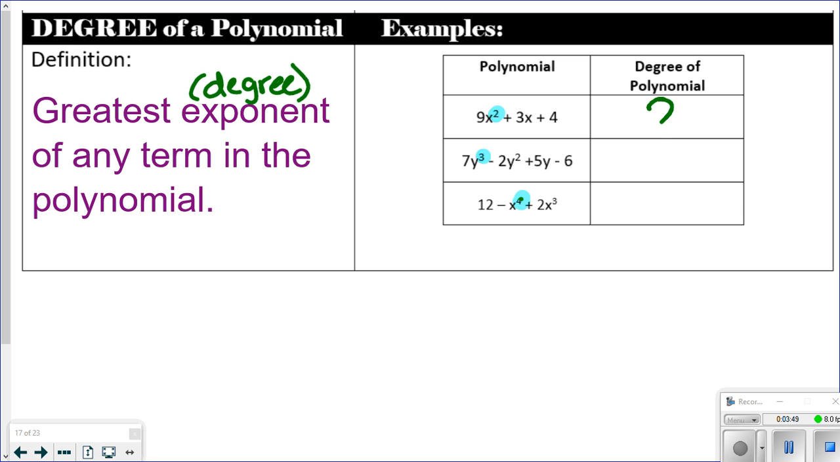So the biggest exponent is 2, greatest exponent is 3, and 4. So we're looking for the largest exponent, greatest degree.